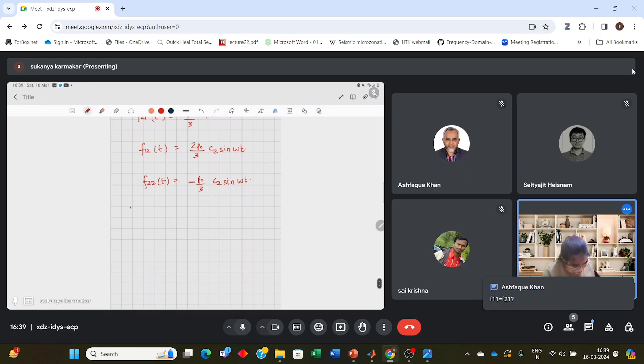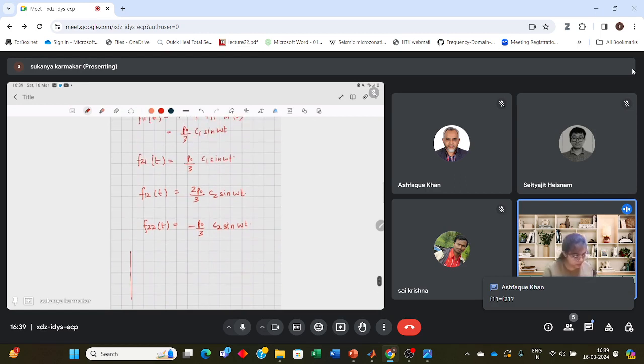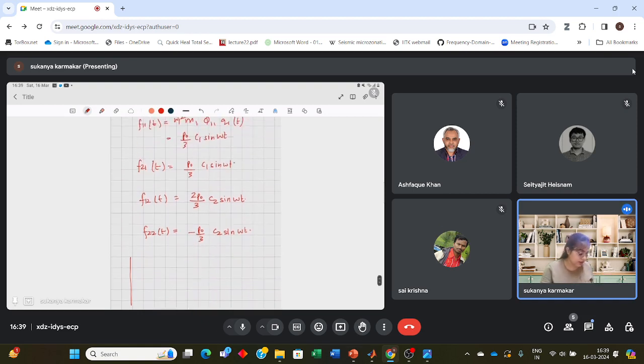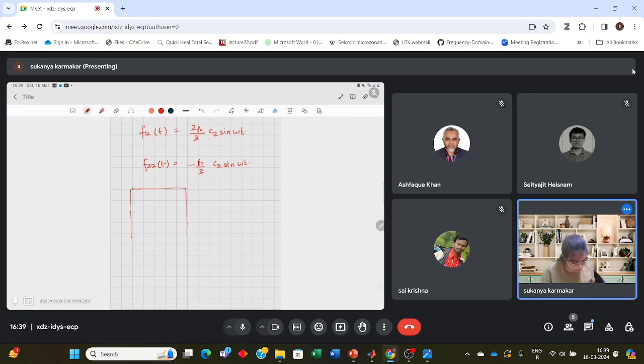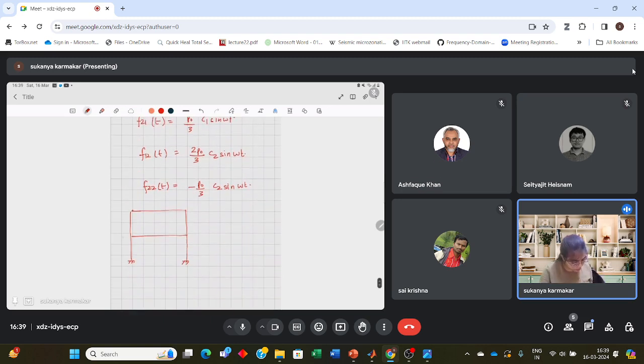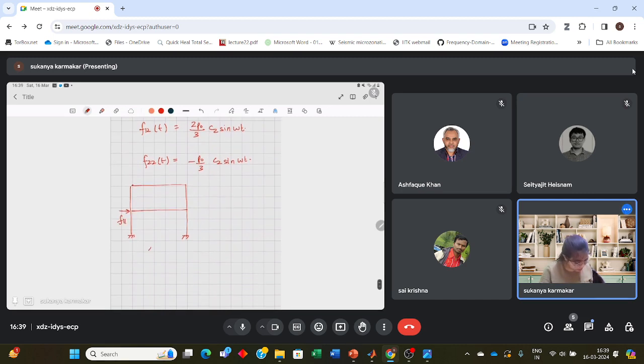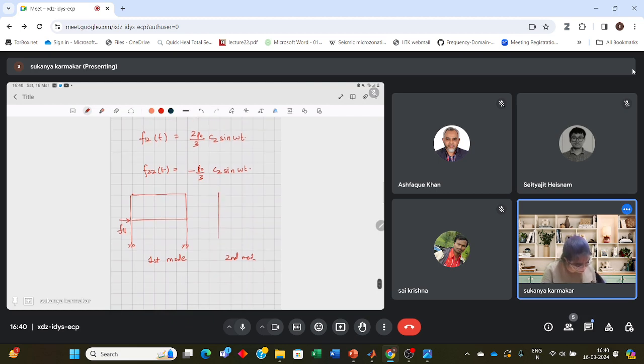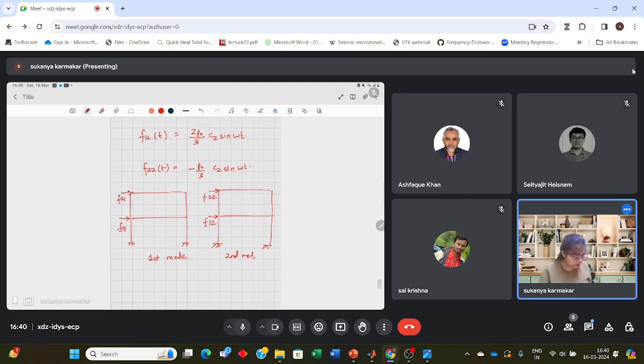So if I draw these forces, no, this is not flexibility. That was flexibility. F12 is equal to F21. I'll show you. These are basically the forces. I'm showing the forces with this F. So this F11 is the force on the first floor due to the first mode. Let me draw the second mode just beside it. This is the force on the second floor due to the first mode. This is the force on the second floor due to the second mode, and the force on the first floor due to the second mode.